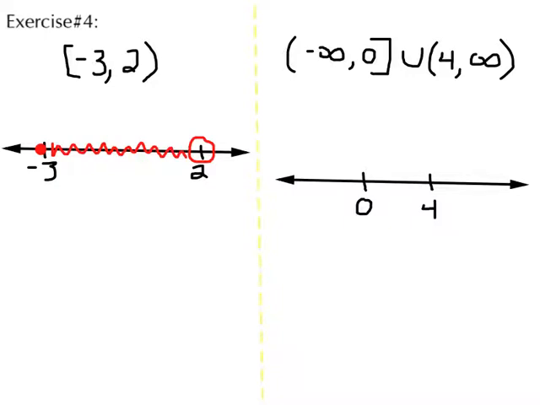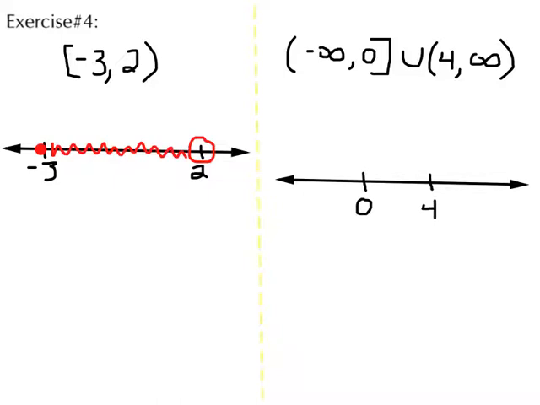Now on page 24 where we are at, exercise 4B, I would like you to write this problem in right here. Negative infinity to 0 or 4 to positive infinity. Write that in instead of what they have there for inequality number 2. And now I'm going to show you how to graph that.